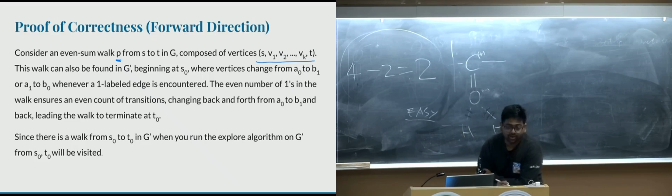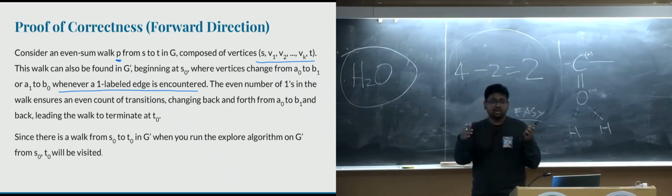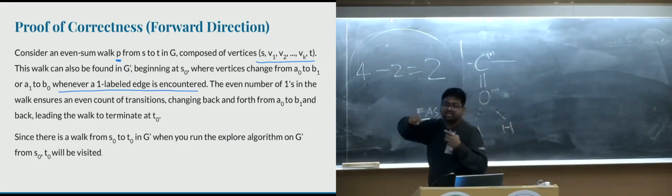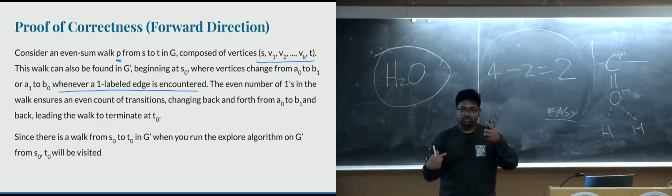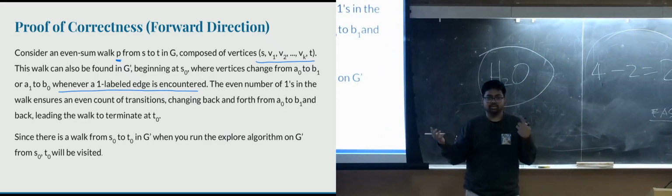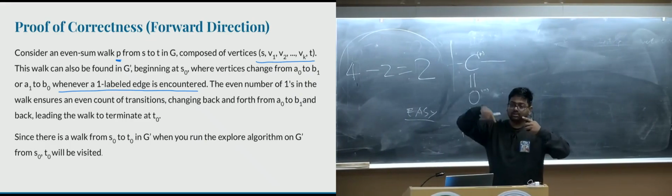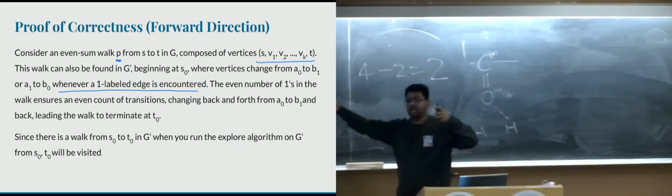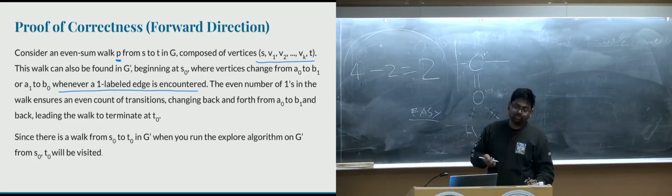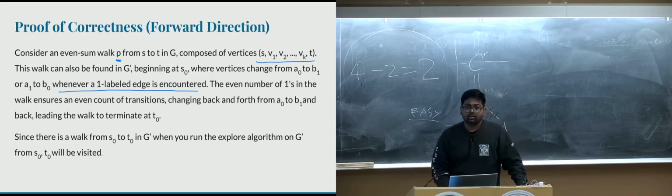So based on our construction of graph G prime, we know that whenever one labeled edge is encountered, we go from a vertex labeled 0 to vertex labeled 1, or vice versa, right? That's how we created the graph in the first place. And we know that in our path from S to T, there are an even number of ones. That means the transitions happening from S0 to some vertex labeled 1 are even, because that's how our graph is, and our algorithm is only doing that transition when we see a one labeled edge. So since the count of transitions is even, if we start from S0, we will end up at T0, right? And now we know there is definitely a walk from S0 to T0. If we run the explore algorithm, we should be able to find it. It should return visited equals 1 for that particular node, T0. Make sense?